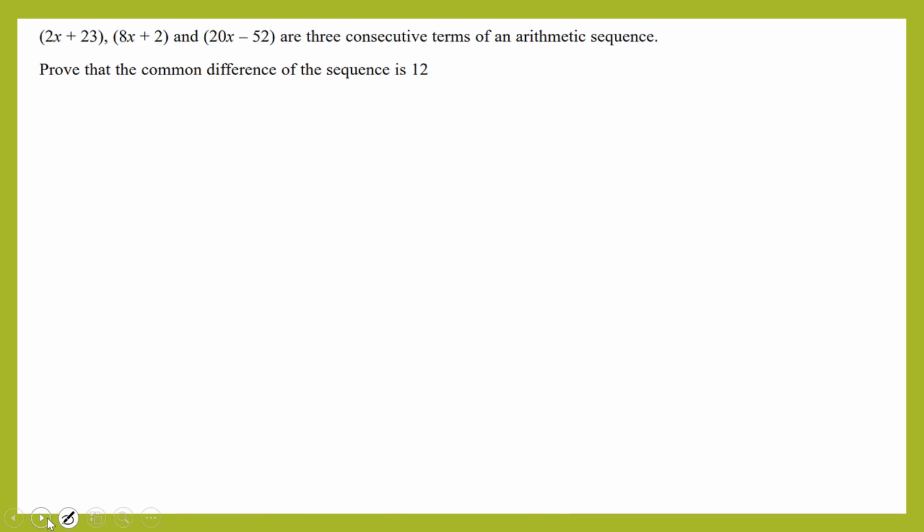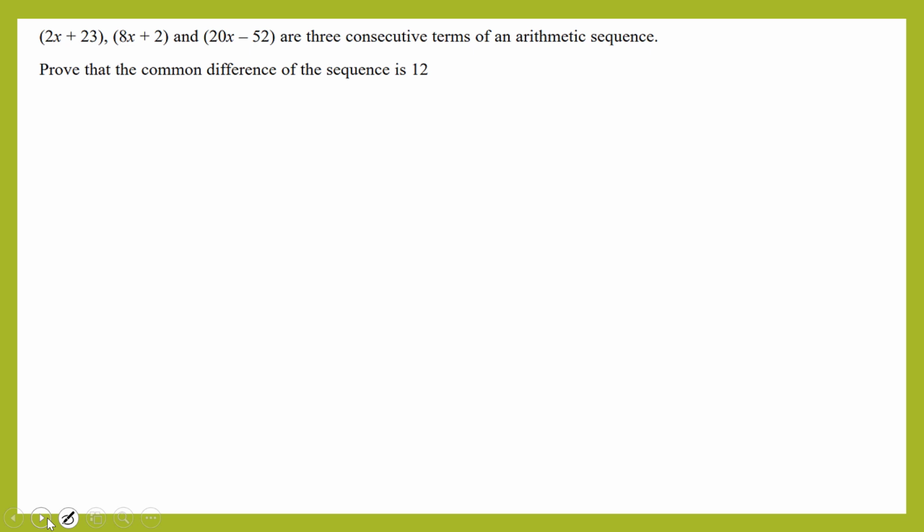Let's move to one more question here, and this is the last question for today. The question says 2x plus 23, and 8x plus 2, and then we have 20x minus 52. All of these are three consecutive terms of an arithmetic sequence. Prove that the common difference of the sequence is 12.